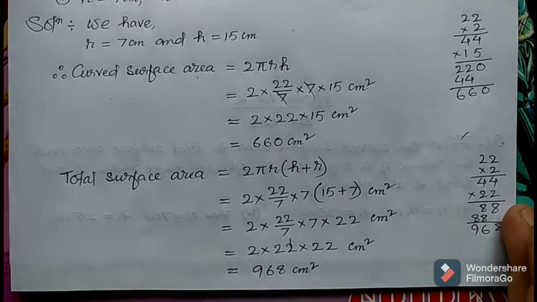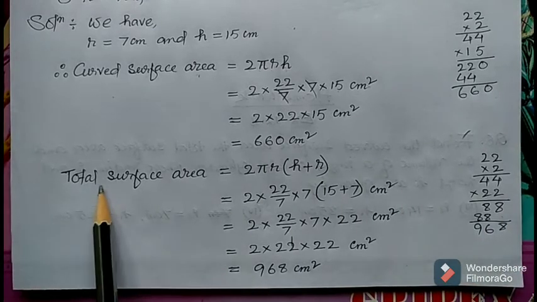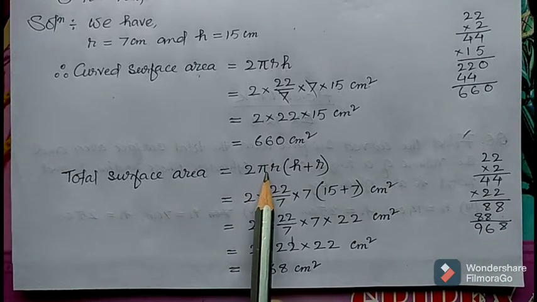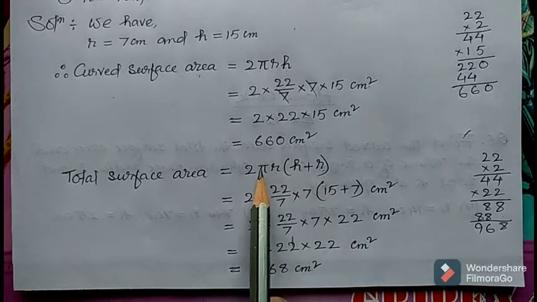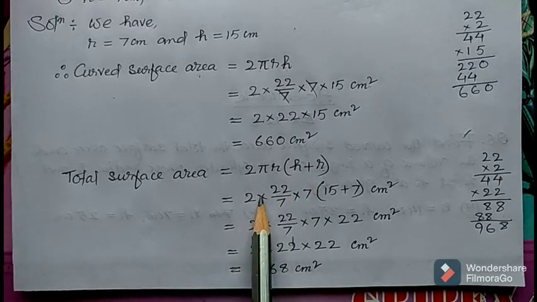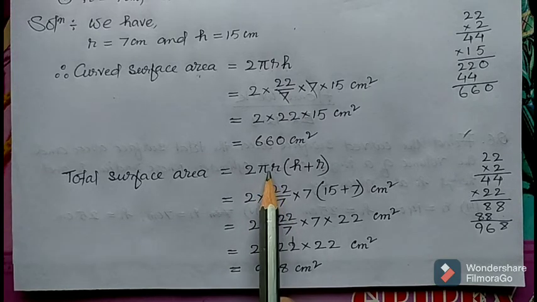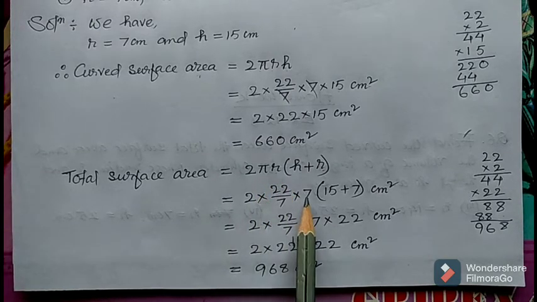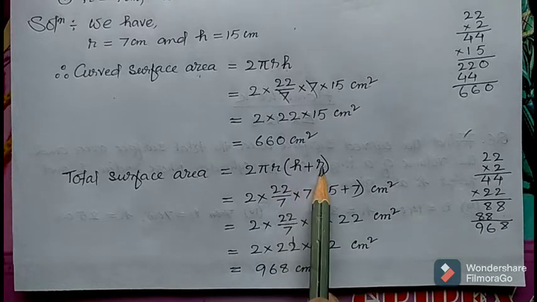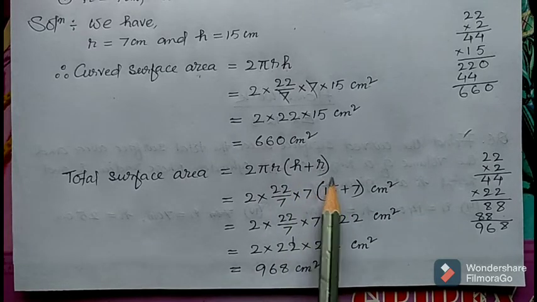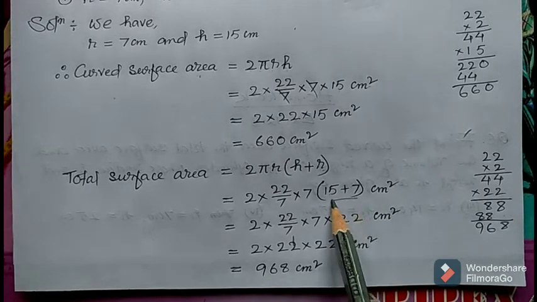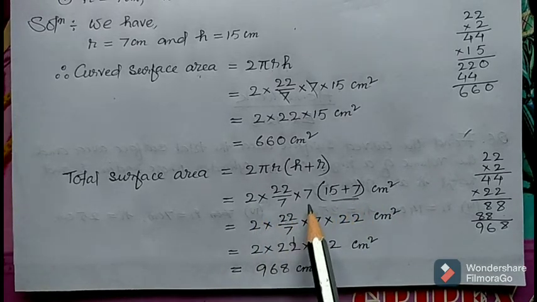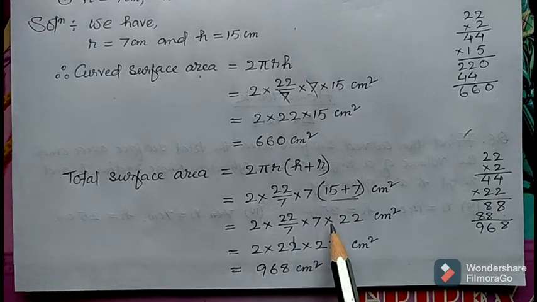Then next, let's see total surface area. The total surface area formula is 2 pi r whole into h plus r. Again, simply let's put the values of all these letters here. 2 is 2 into pi value 22 by 7, then into r value 7, then inside the bracket h plus r, h is 15 plus r is 7. Now here we find the value of the number inside the bracket first.